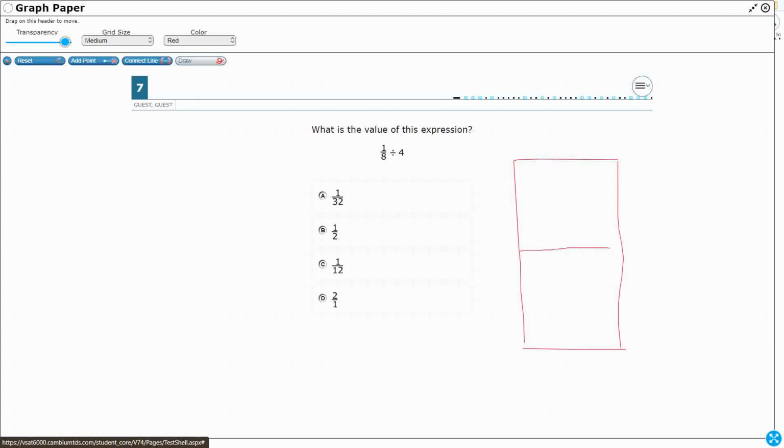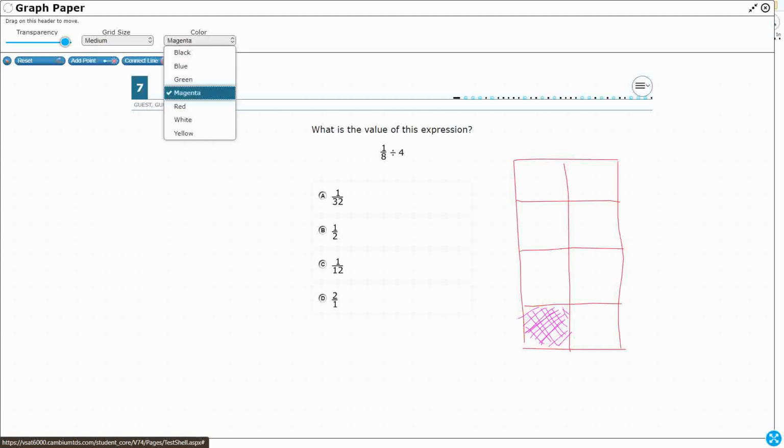All right, so we're going to take just a rectangle. There we go. I've got my eighths. So I'm just going to very lightly, with magenta here, shade this into that one section. There's my 1/8. So what I need to do here is divide it into 4 sections. So let's take blue here.